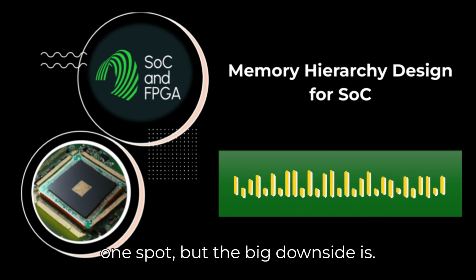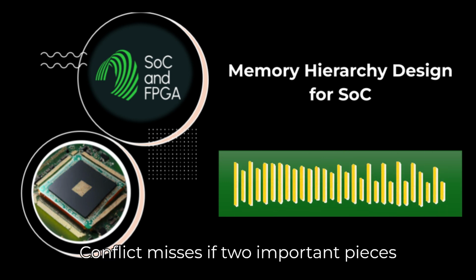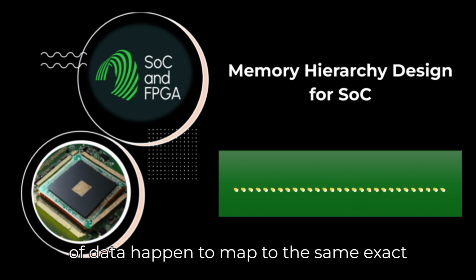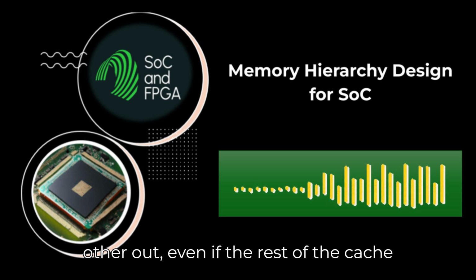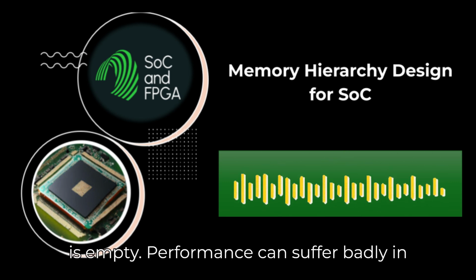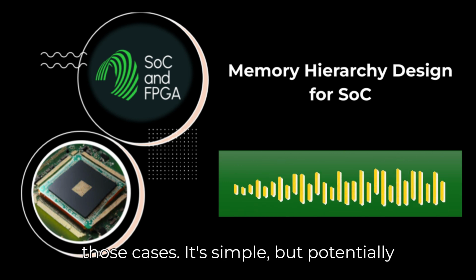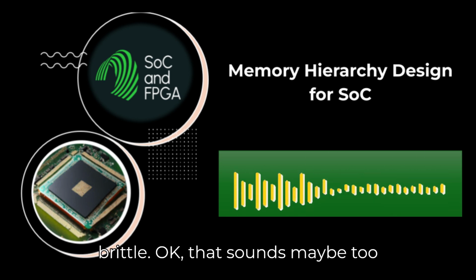But the big downside is conflict misses. If 2 important pieces of data happen to map to the same exact spot, bingo. They'll constantly kick each other out, even if the rest of the cache is empty. Performance can suffer badly in those cases. It's simple, but potentially brittle. Okay, that sounds maybe too simple.